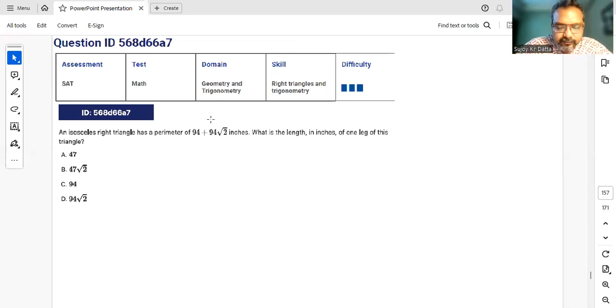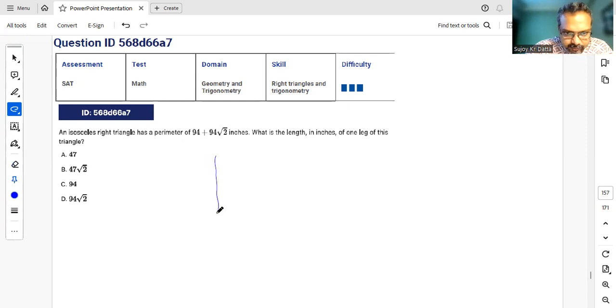Hello guys. So we are back with the last set of questions. This one here, it's saying that it's an isosceles right triangle. We have done one isosceles right triangle before. This one has perimeter of 94 plus 94 root 2. So we know that if this is x, this would be x root 2, right? So the sum of the sides.